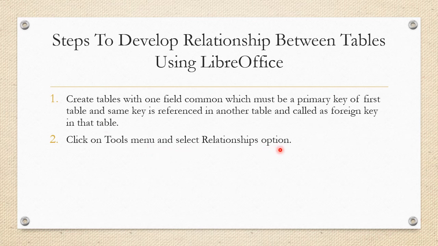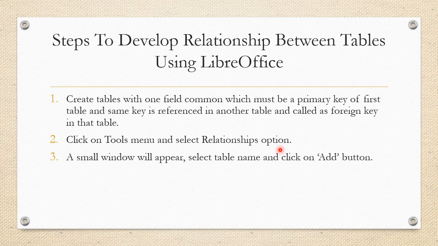So see, when you are going to click on the tools menu, at that time you are going to see one option there, relationship. Then you have to click on that relationship icon, okay, or that relationship option. Then what happens? A small window will appear. Then you are going to see a small window, and from that window you are going to select tables.